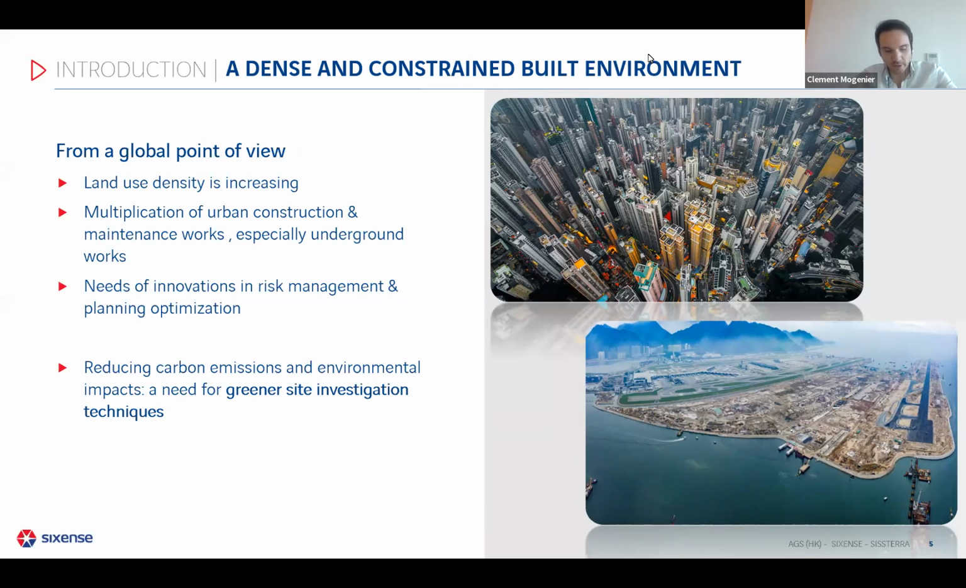As we are all aware, we need to reduce our carbon footprints, including for the site investigation techniques. And Sissterra can help reduce the carbon emissions of site investigation works. Next slide.